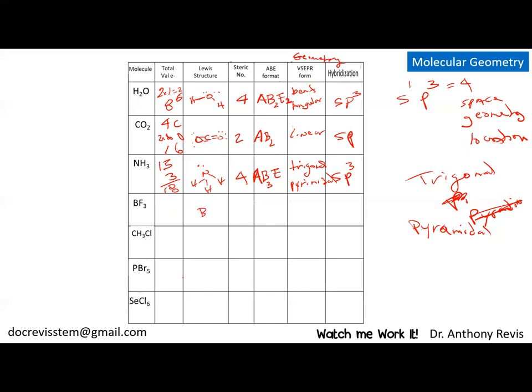Let's just go on down here to BF3. BF3 is going to look like this because there are no lone pairs on the boron, the central atom. Therefore, its hybridization is going to be sp2, with 3 things around it. It's going to have an AB3 with no E on it. And this is just going to be called trigonal planar.